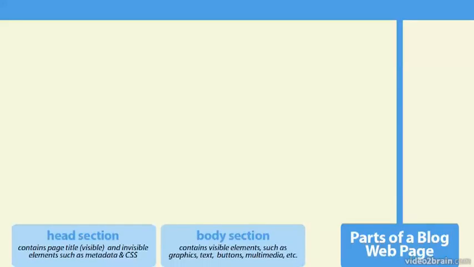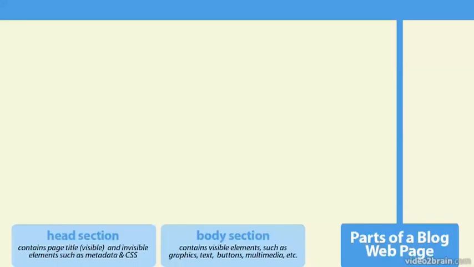First of all, when you're dealing with the HTML code, the source code for the document, there are really just two sections, the head section and the body section. The head section contains all the invisible things that make the page actually work, like metadata or cascading style sheets or JavaScript. The only thing in the head section that's actually visible on the page is the title.